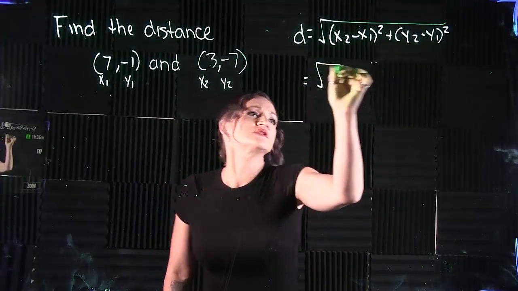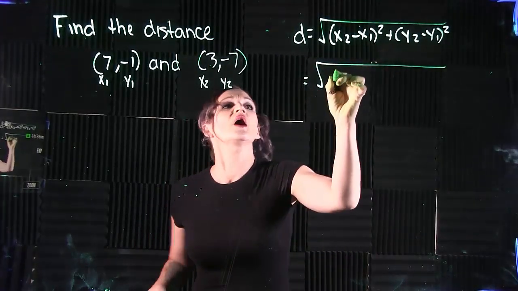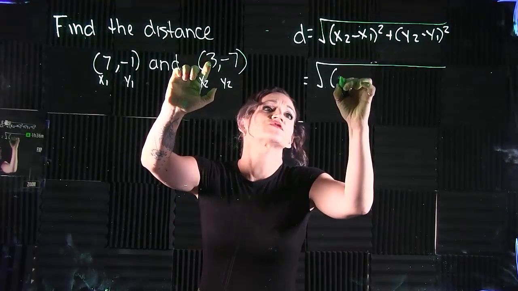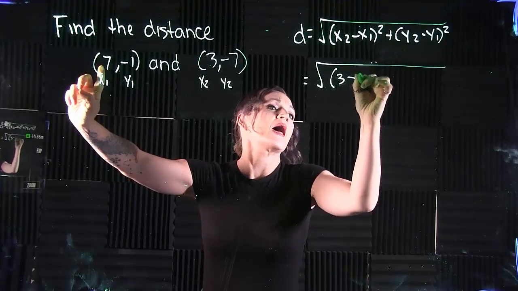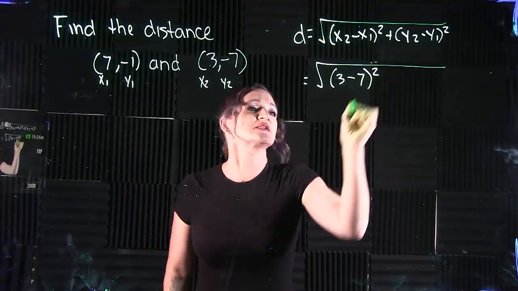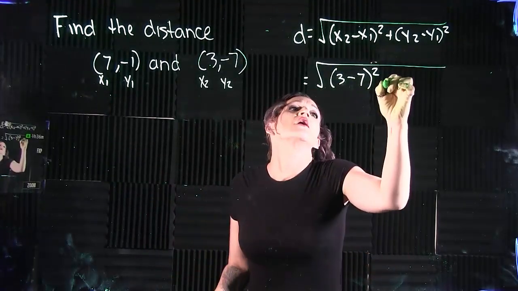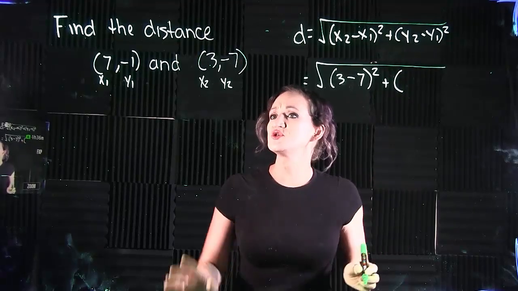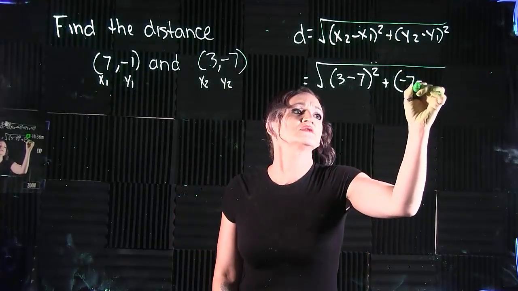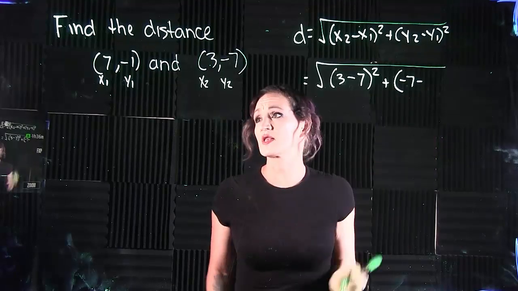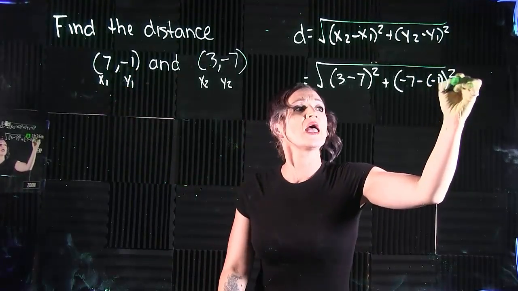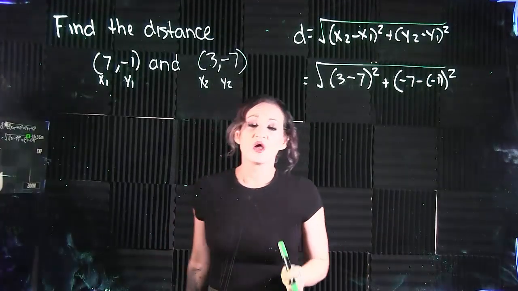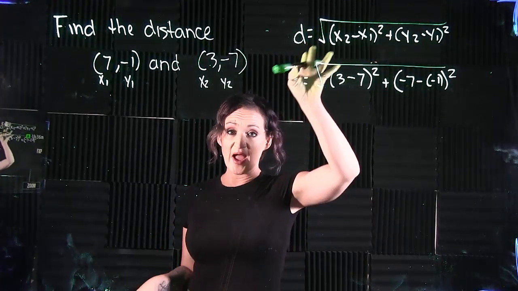So the distance is going to equal the square root of, take x2, which for us is a 3, minus (that's part of the formula) x1, which is a 7, and then that's squared, plus y2, which is a negative 7, again minus is part of the formula, y1 is a negative 1, and we are going to square that as well. The rest of the problem is just simplifying this formula here.